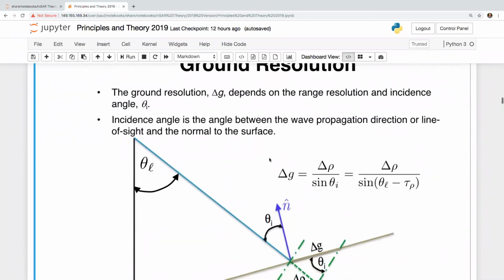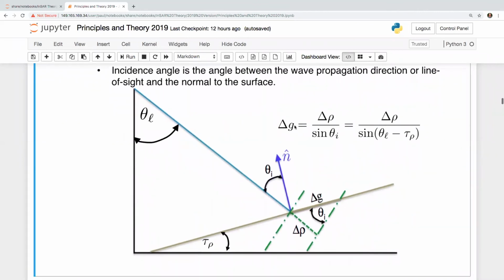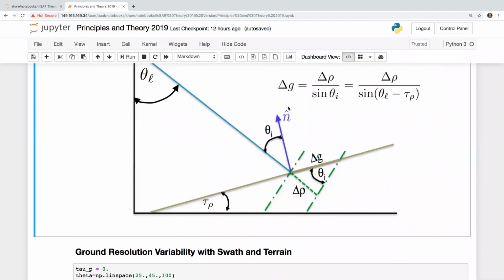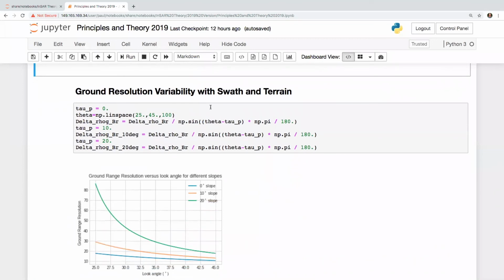So that's the range resolution, but what we mostly care about is the ground resolution. And the ground resolution for a given slope on the ground would be given by this formula here, which is ground resolution is the range resolution divided by sine times the local incidence angle, which is this angle here. If the slope is 0, that's just this look angle here. So that is going to change as a function of range because the look angle changes as a function of range.